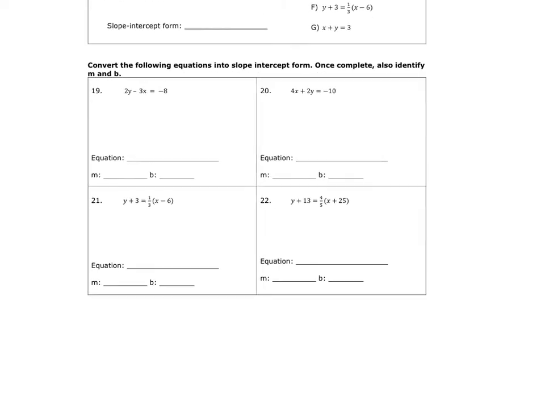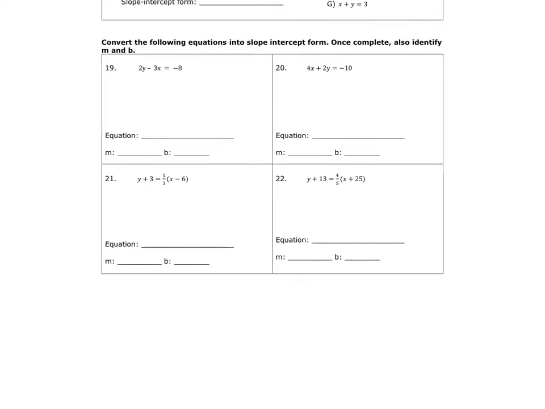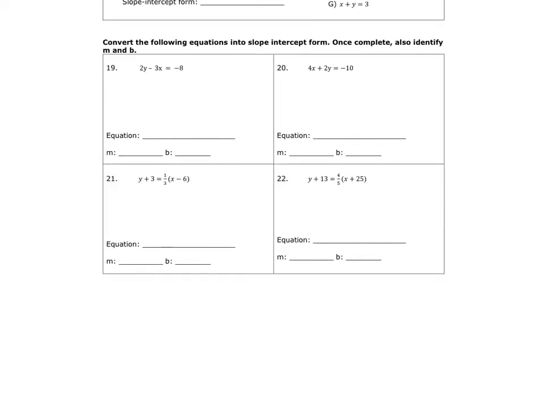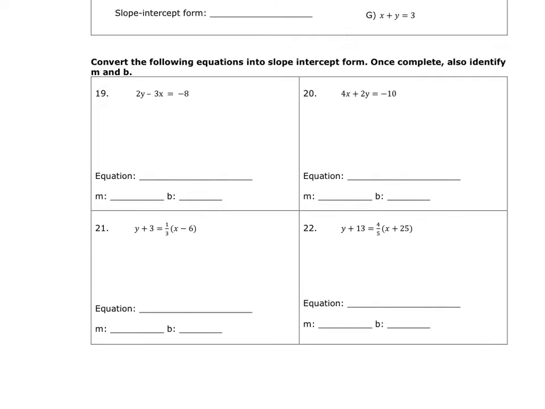All right, this is the third video of 3 videos for Unit 6 review. And we're working problems 19 through 27. So I'm going to start by taking a look at number 19. It says convert the following to slope-intercept form.